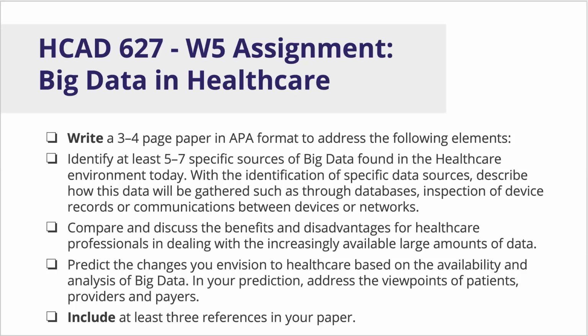You need to identify at least 5 to 7 specific sources of big data. So you can't just say, oh yes, electronic medical records, that's too general. 5 to 7 specific sources of big data found in the healthcare environment today. You need to identify the specific data sources that feed into that, how it's being gathered or how you will be gathering it if you're going to do that, what kind of records or communications are made.